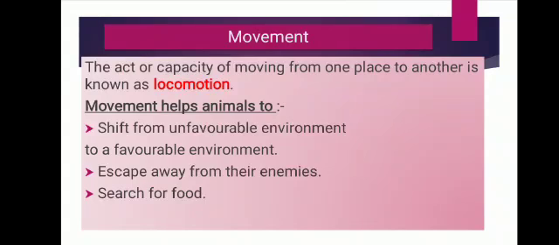Now when we move our body parts like mouth, head, arms, hands and fingers, our body may remain at the same place. But when we walk using legs, we move our whole body from one place to another. So the ability of a human being or an animal to move its body from one place to another is called locomotion. It helps animals to shift from an unfavorable environment to a favorable environment, escape from their enemies and search for food.